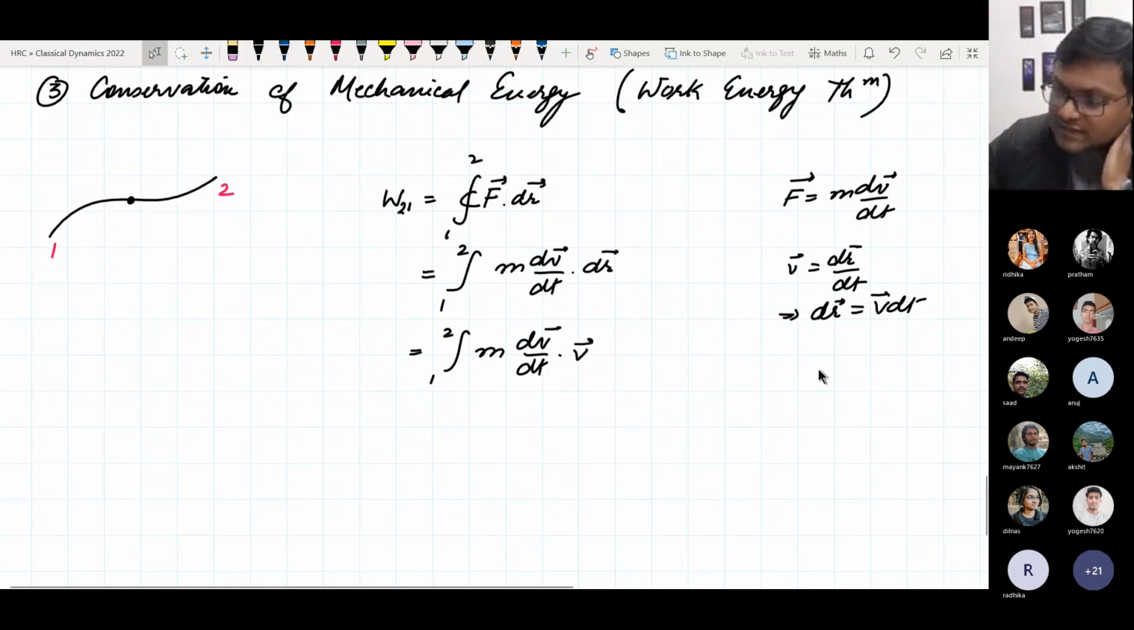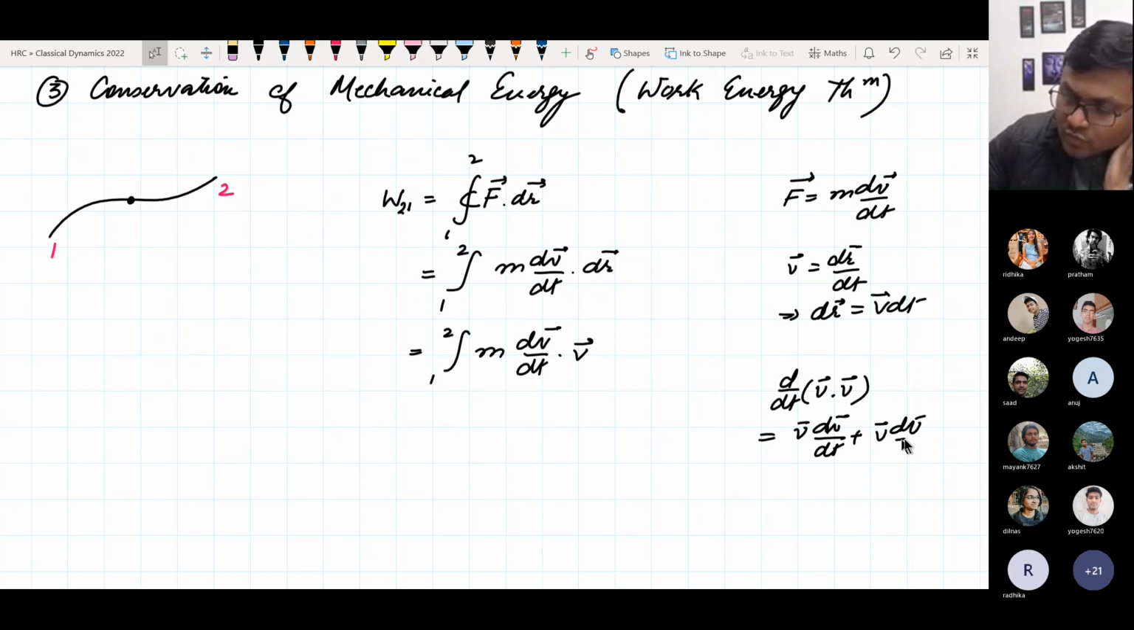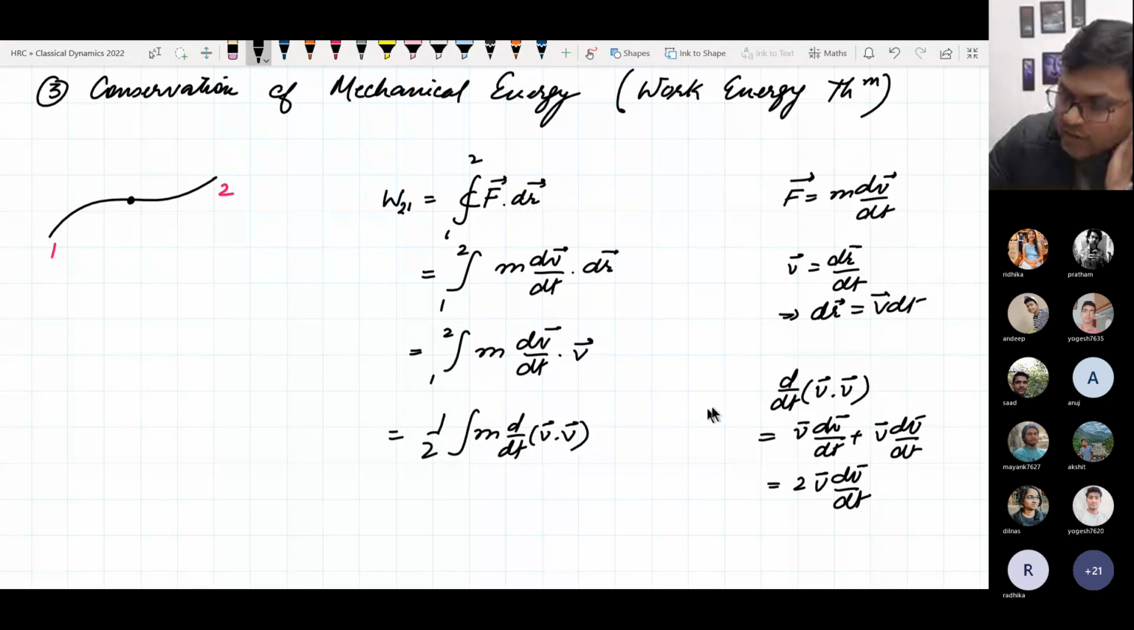Okay, इसको हम कैसे लिख सकते हैं? We can say that d upon dt of v dot v is equal to v dot dv upon dt plus v dot dv upon dt, which is equal to twice v dot dv upon dt. Therefore, this can be written as half m d by dt of v dot v. Okay, so it's a dot product. So 1 to 2 dot product का मतलब है square लिख सकते हैं direct, d by dt of v square, we can just write similarly.